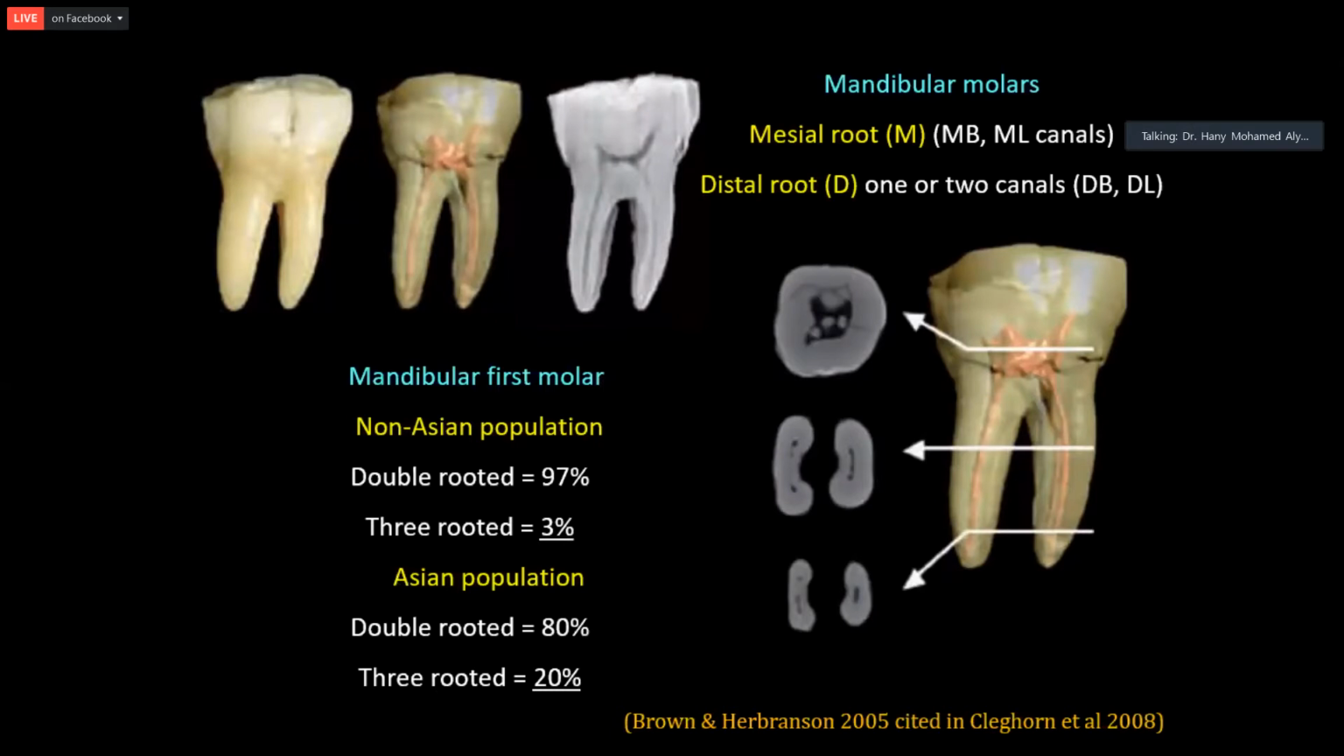It's important to note also that the non-Asian population have only 3% for 3-rooted. However, in the Asian population, the percentage can reach up to 20%.